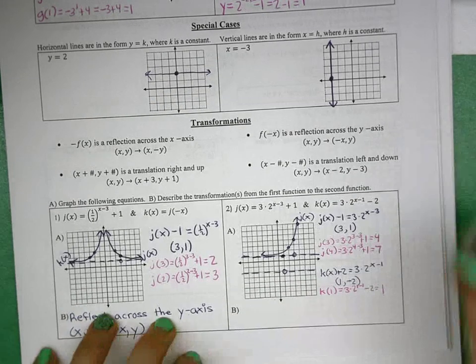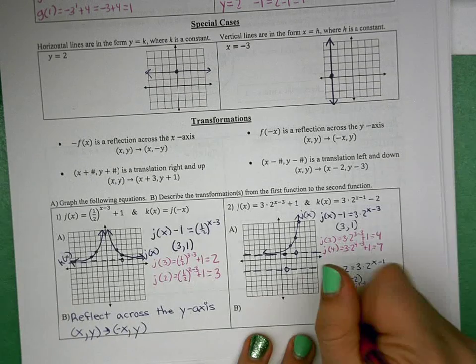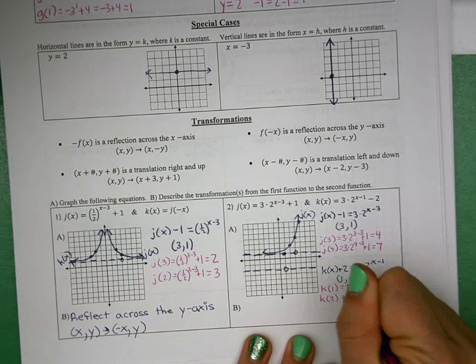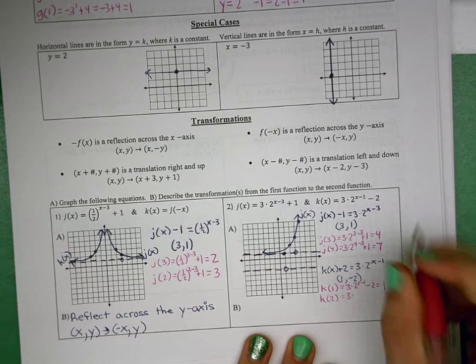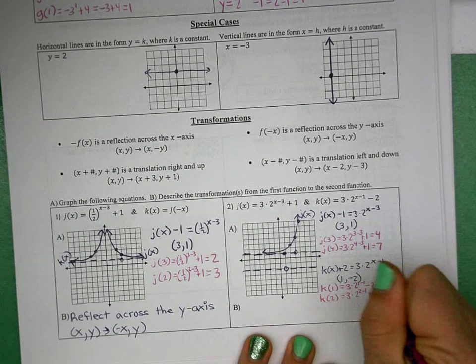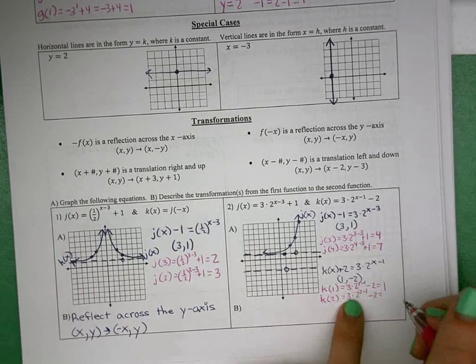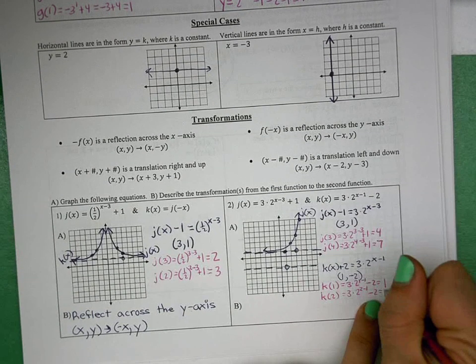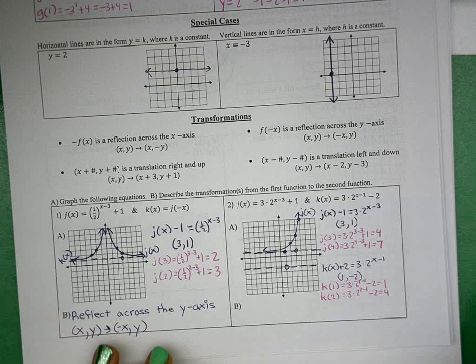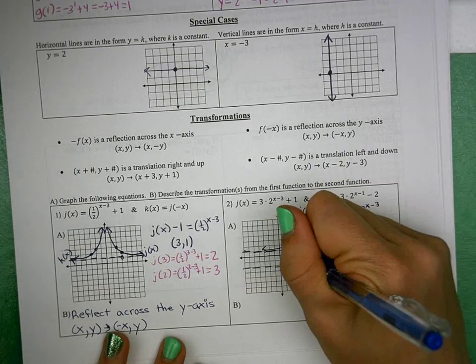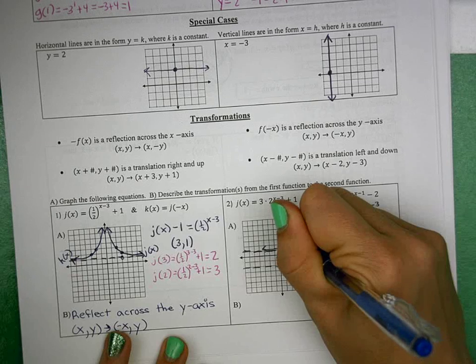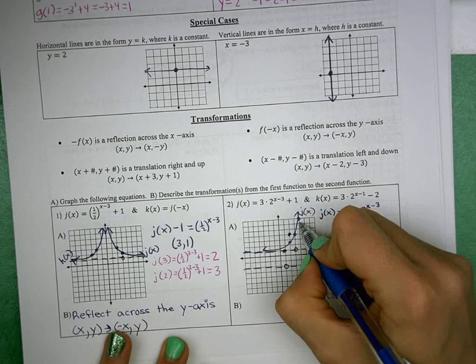And k of, let's put in 2, which is 3 times 2 to the 2 minus 1, minus 2. 2 minus 1 is 1, 2 to the 1 is 2, times 3 is 6, minus 2 is 4. So our next point is at (2, 4) here. Again, confirming the down 3, left 2.